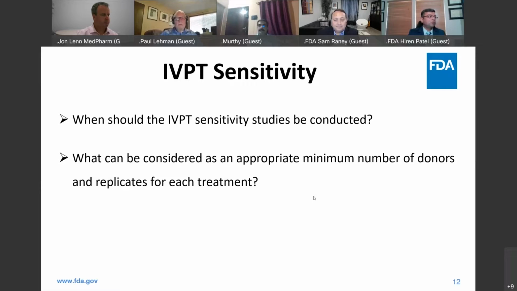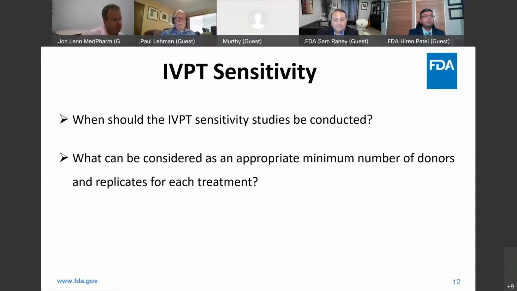So my next question is, what can be considered an appropriate minimum number of donors and replicates for each treatment? I know there was no specific recommendation in the PSG of acyclovir cream, but earlier Dr. Rene talked about 4 or 6 donors as well. Similarly, we also heard from Mr. Santos about 4 donors. What is your routine practice? How many donors and replicates do you use for each treatment?